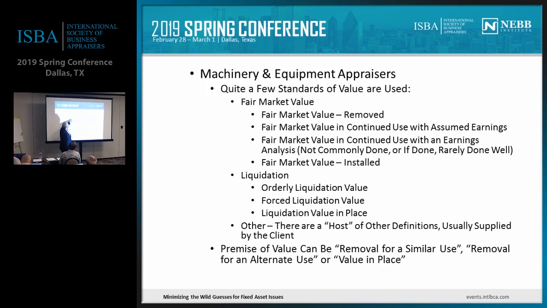What you're going to do is you're going to tell them you want fair market value and continued use because you're going to do the assumed earnings. You are responsible for the premise of value. Is it liquidation or is it ongoing concern? And you should have done the pre-screen. You're going to know, and you're going to tell the machinery and equipment appraiser, I either want fair market value and continued use, or I want fair market value removed, because it's either going to be liquidated or it's going to be an ongoing thing.